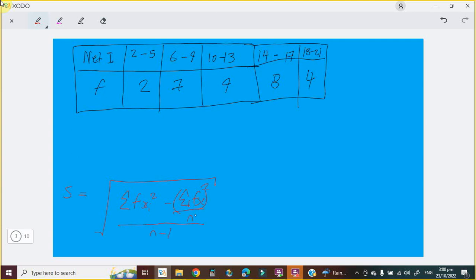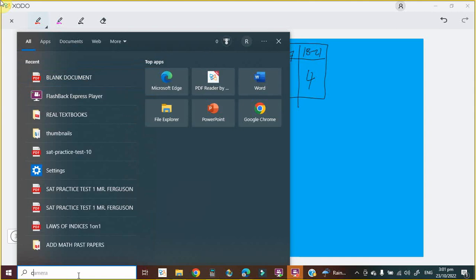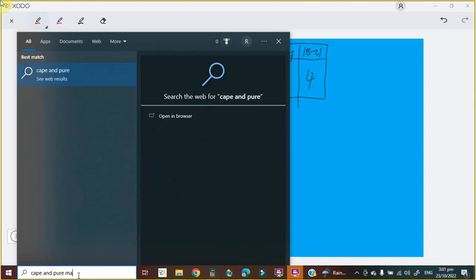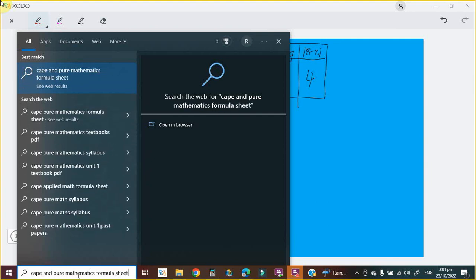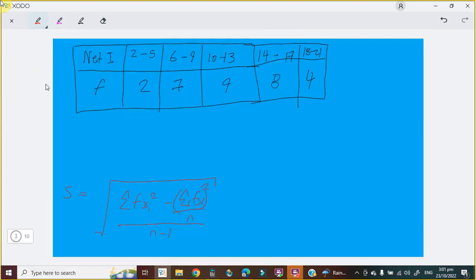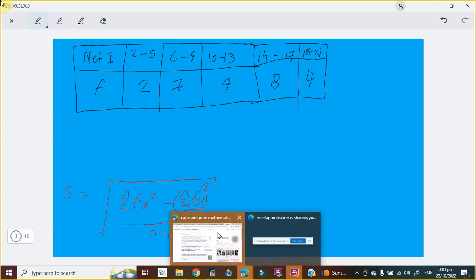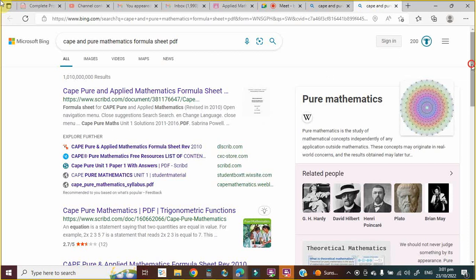Now, Aman, no problem. If you cannot remember the formula, don't worry. The formula is on the formula sheet. So I'm going to download the formula. As a matter of fact, let me show you right now. Pure mathematics formula sheet PDF, search. I'm going to download it and upload it in the classroom. Gentlemen, you do not need to remember it because it's on the formula sheet, but I would prefer if we know it.